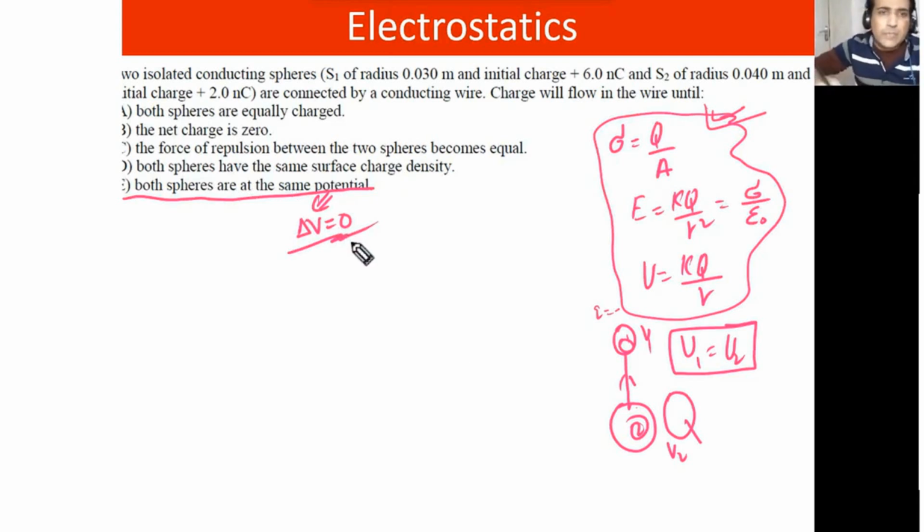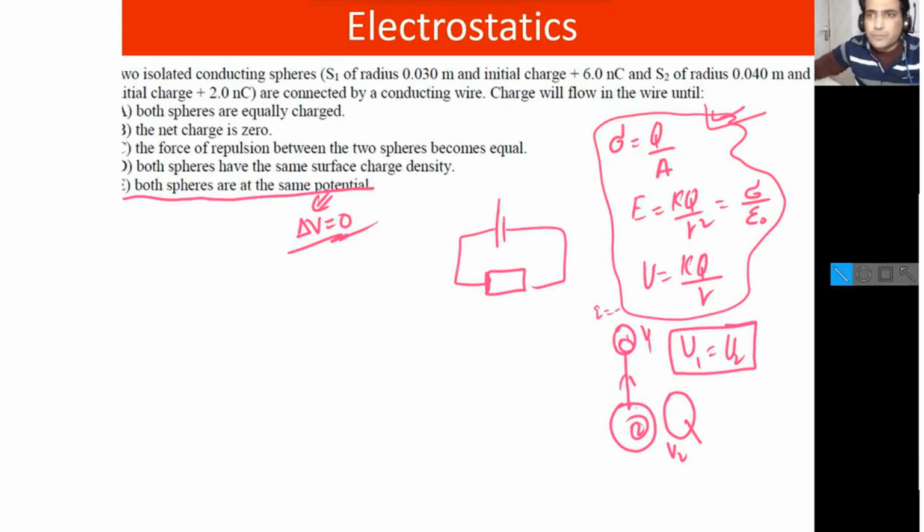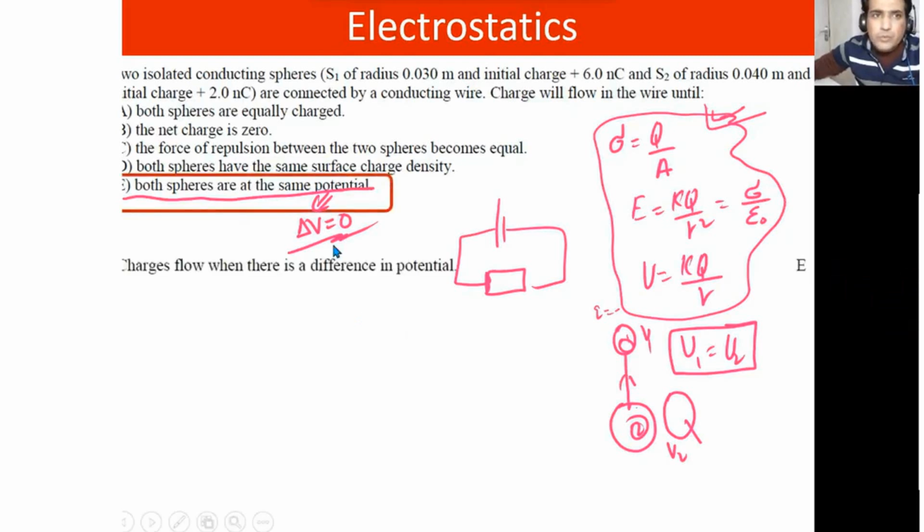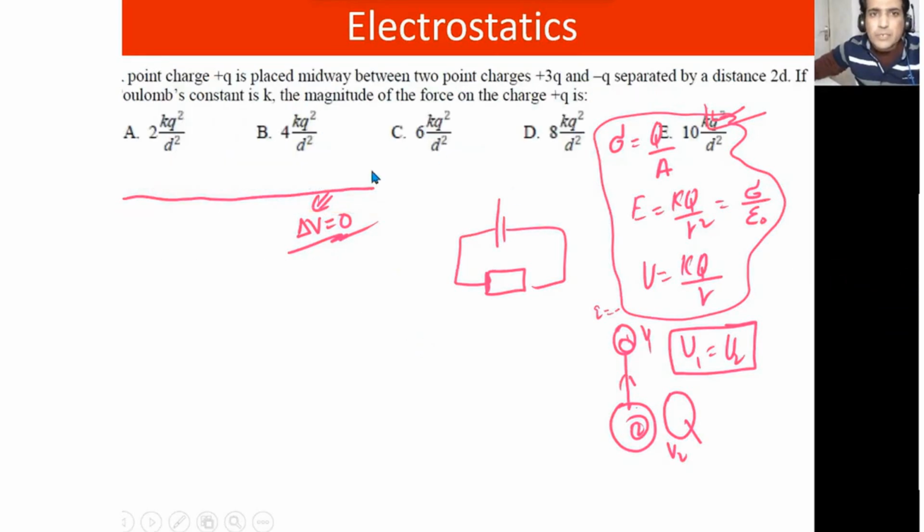So that's the reason we apply a battery. For example, when we have a battery, we see current will start flowing. If no battery, no charge will flow, meaning there is no net flow of charges. So there must be a potential difference. Otherwise charge will not flow. Okay, so this is the answer. Okay, let's try this one now.